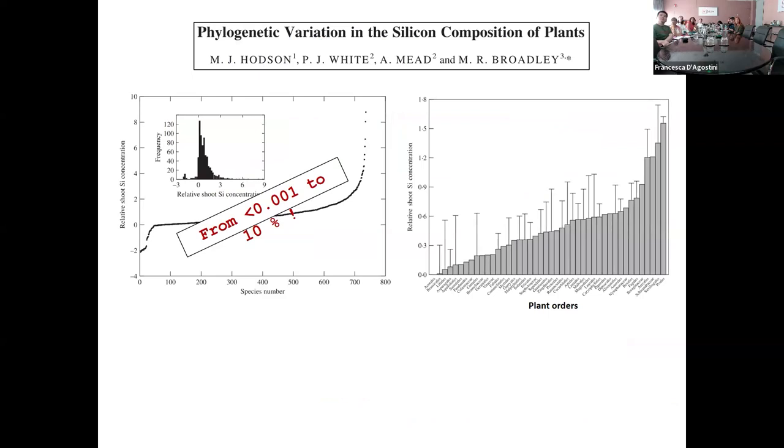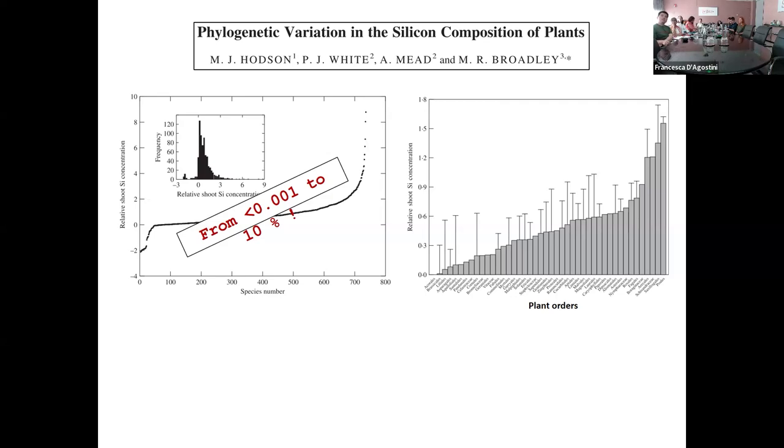So I guess the most convincing explanation we have now to understand plant silicon variation, which is at least huge, from almost not detected to more than 10% in some species. If you have 10% of silicon, it can be up to 20% of silica phytoliths, right? So this is very huge. And I guess the most convincing explanation we have is the phylogenetic one.